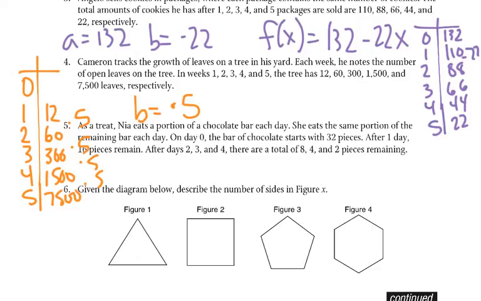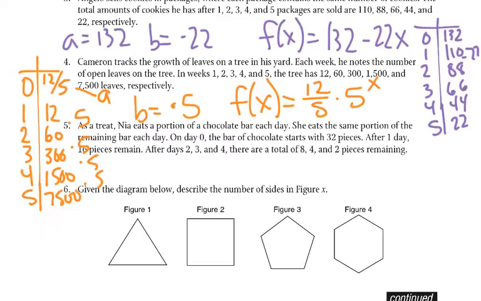So going backwards, dividing by 5, we'd have 12 divided by 5, which can't really simplify. So that would be our start. So I'd go f of x equals 12 divided by 5 times 5 to the x.